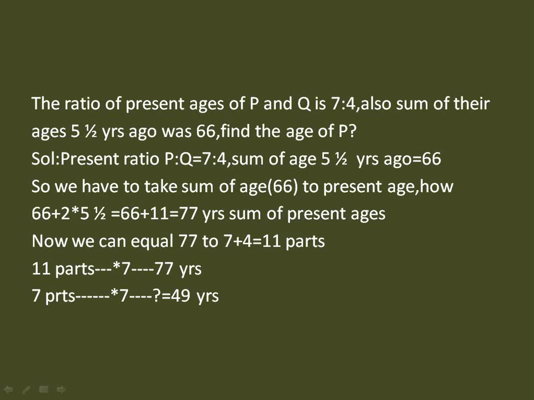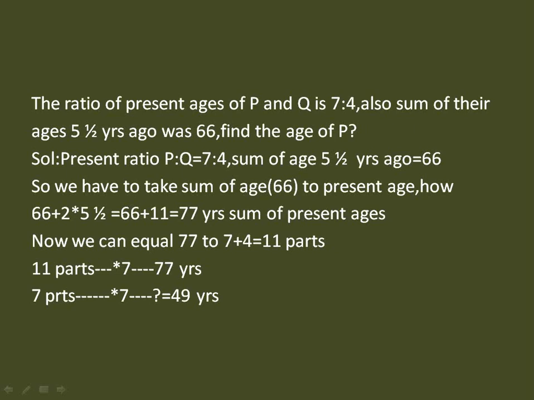See again, the present ratio of P to Q is 7:4. The sum of ages 5.5 years ago was 66. So we have to move the sum of ages 66 to the present. How? 66 plus 2 into 5.5 years, 66 plus 11, 77 years. This is the sum of present ages.